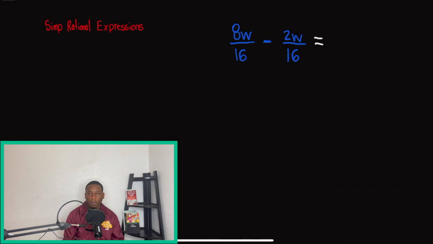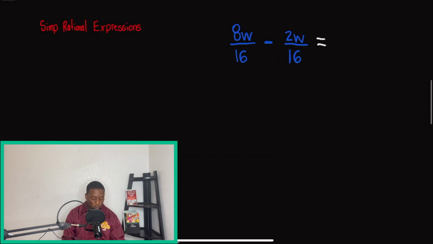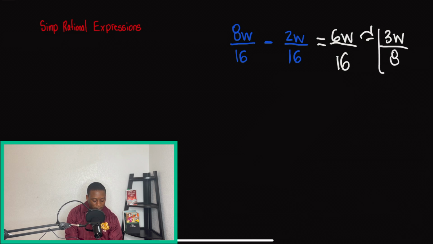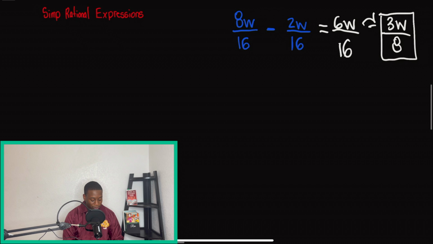So in our first problem, guys, we know that when we're talking about fractions and they do have the same denominator, all we have to do is combine our numerators. So in this problem, we would subtract to get 6w over 16. And then if possible, we would reduce, aka simplify the fraction, and we would get 3w over 8. But in today's lesson, we're going to focus on expressions where the denominator is not the same.